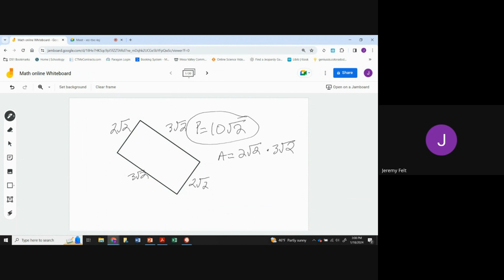So again, we can multiply. This is multiplication, this is multiplication. So we can multiply in any order. 2 times 3 is 6. Square root of 2 times the square root of 2 gives me the square root of 4, which we know is 2. 6 times 2, we get 12. And its area, so we call it 12 square units.